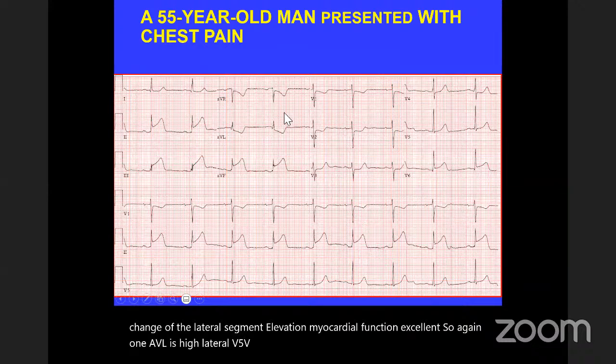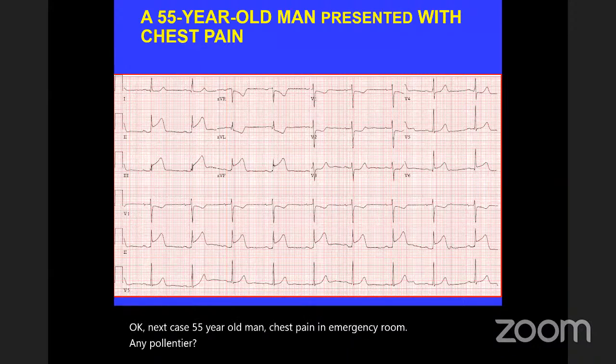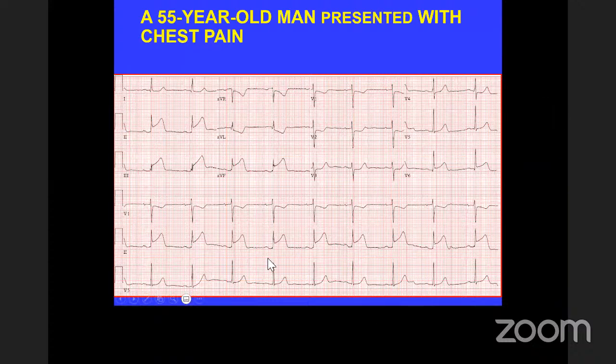Okay. Next case, a 55-year-old man, chest pain in the emergency room. Any volunteer? And the heart rate, it's 350, below 80, I think. So it's bradycardia. 1, 2, 3, 4, 5 is 60. Yeah, almost.